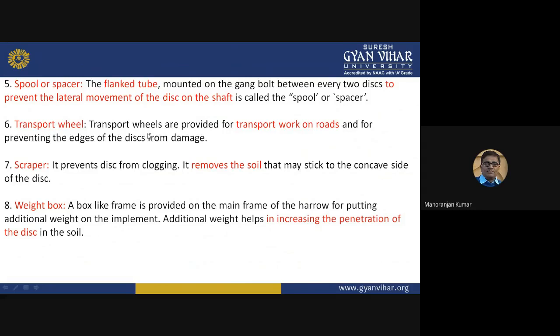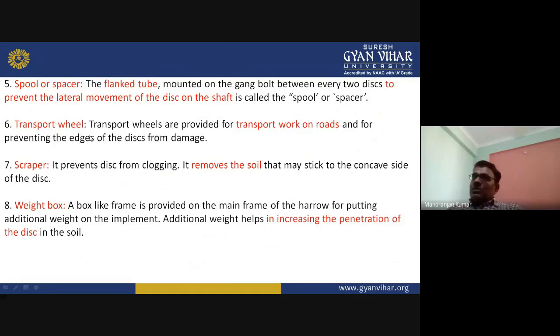The other part of this disc harrow is transport wheel. After doing operation in the field, the disc harrow has to be transported on the road. So for that transportation purpose, the transport wheels are provided for transport work on the roads and for preventing the edge of the disc from damage. That's why transport wheels are provided.